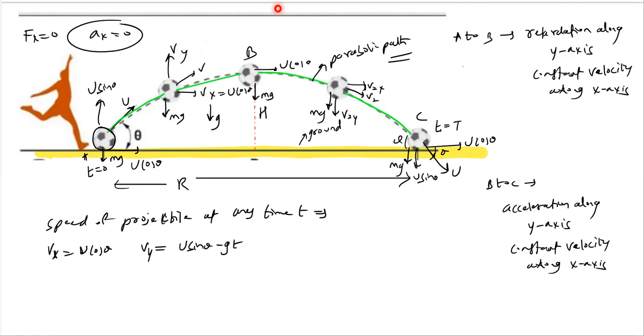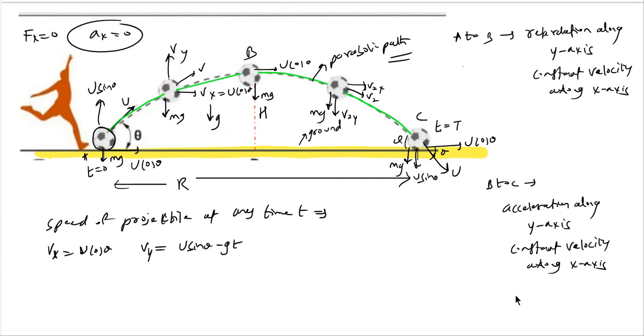I'm using this one. When it moves from here to here, the horizontal component remains the same. The vertical component decreases. Why does it decrease? Because g will act opposite to u sine theta. That's why we have the minus sign. Why is this positive? Because this vy will act in the direction of u sine theta, therefore this will be positive, whereas g is acting opposite to u sine theta. That's why this is negative and this is positive.